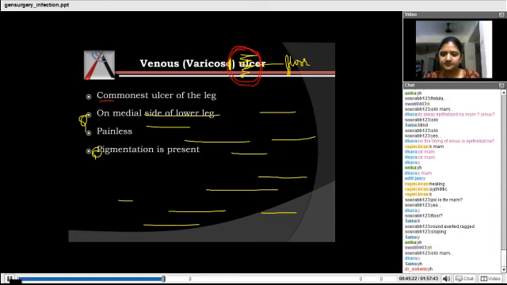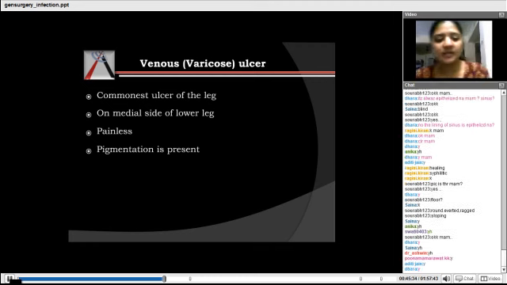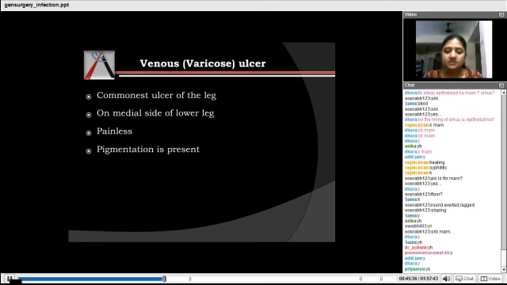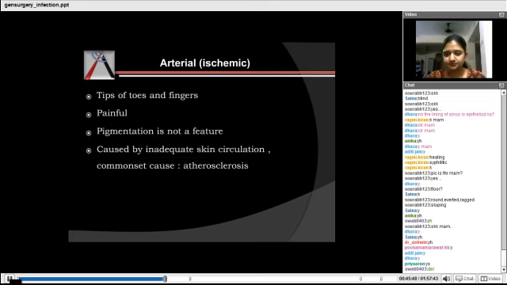Alright. Next we go to the different types of ulcers. Just check, this is there in your keynotes, right? I'm sure it's there, but keep checking, alright? We have the venous ulcer or the varicose ulcer, which is the commonest ulcer that you see on the leg. On the leg means where do you see it? It's on the medial side, and these are usually painless, but you will find pigmentation.